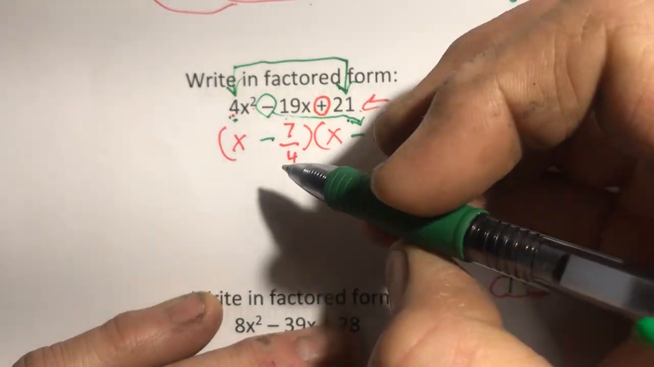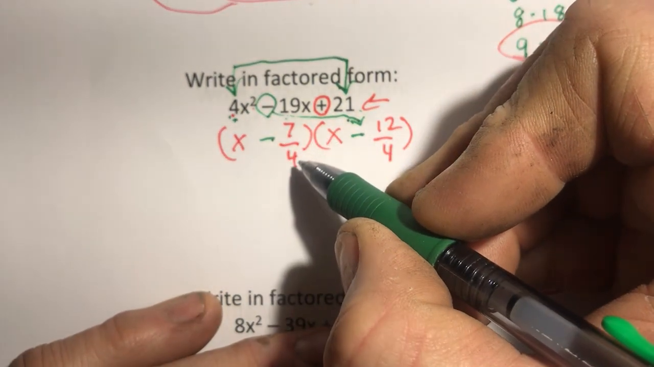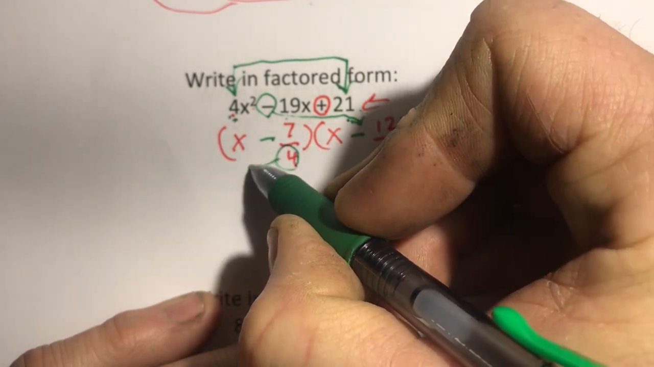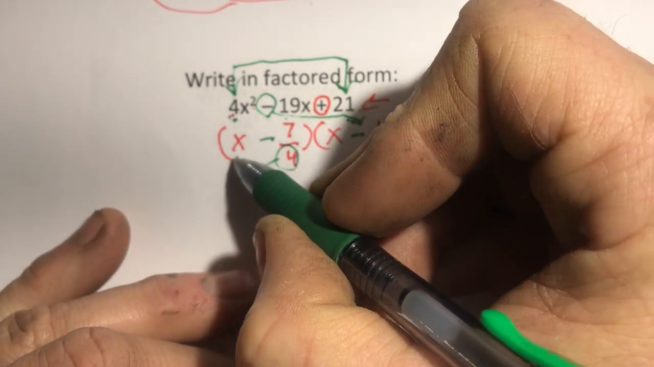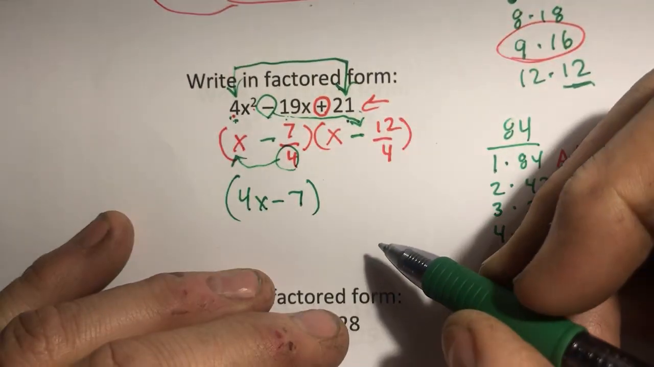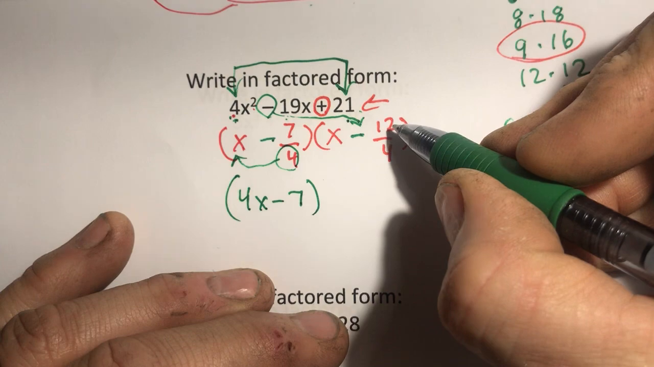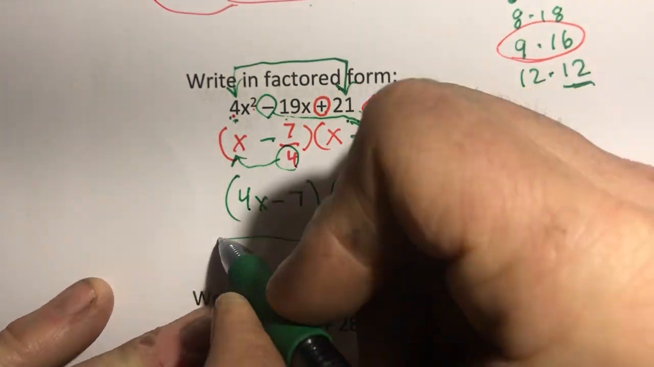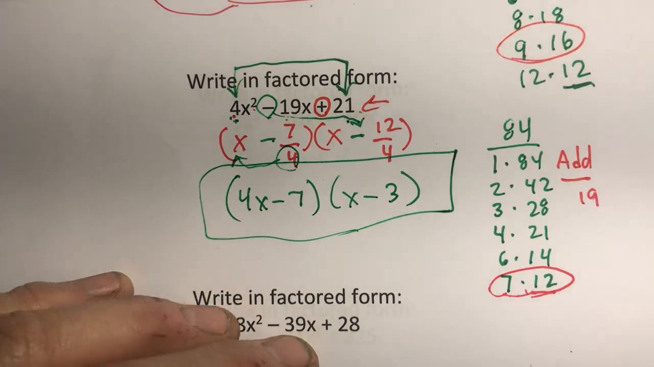All right, so now I simplify this. 7 over 4 does not simplify, so the 4 here goes over in front of the x. We can't have fractions in this. So the 4 goes over in front of the x, and there's this one. All right, now right here, simplify this. 12 divided by 4 is 3. So this is just x minus 3. And there you go, there are my factors.